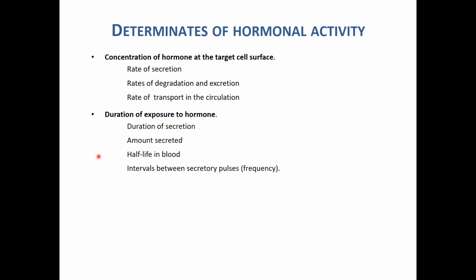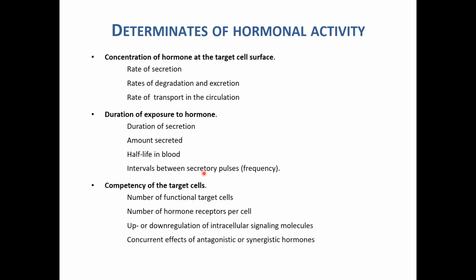That relates to how long the secretion from the endocrine gland is going on, how much is secreted, the half-life in the blood, and how many pulses are going on. Like we saw with the luteinizing hormone, it goes up and down. What's the frequency of those pulses?